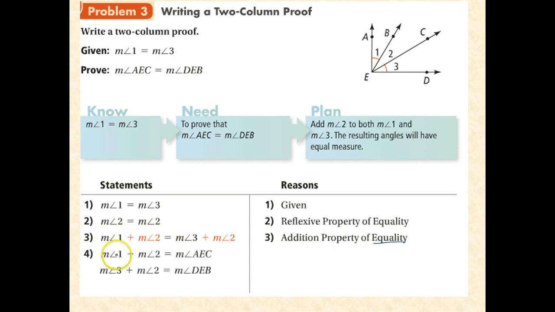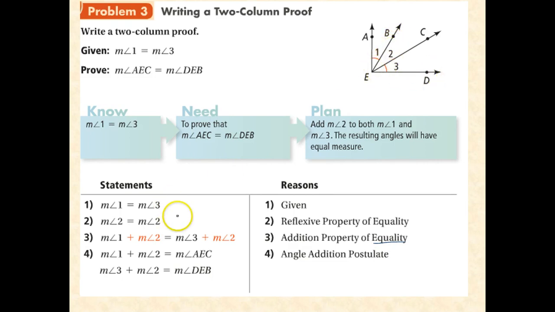Okay, but think about what the measure of angle 1 plus the measure of angle 2 is. The measure of angle 1 plus the measure of angle 2 is the measure of angle AEC. Right? Do you remember what postulate tells us that? That's right, it's the angle addition postulate. Well done. I'm glad you said that out loud so that I could hear you. All right, so by the angle addition postulate we can also say that the measure of angle 3 plus the measure of angle 2 is the measure of angle DEB.